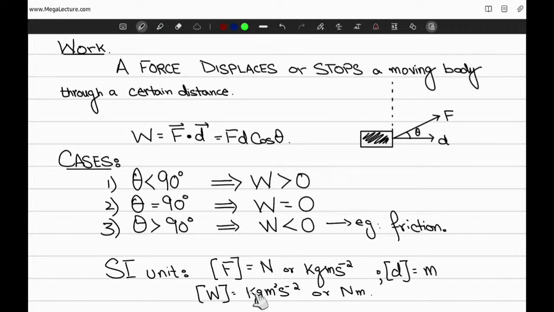Hence, the units for work done would be kilograms meters squared per second squared, or it would be Newton meters. Now, you can give this SI unit a name, and that name is joule, which you represent with a capital J. Of course, work done is a scalar quantity as it comes from the scalar product of F and D. This dot product is also called a scalar product, which gets rid of the directions, so unit vectors are eliminated.